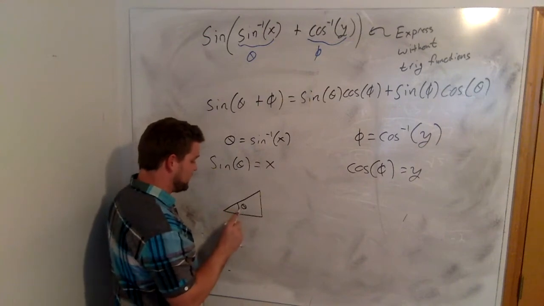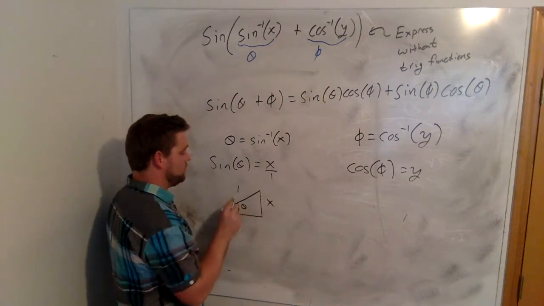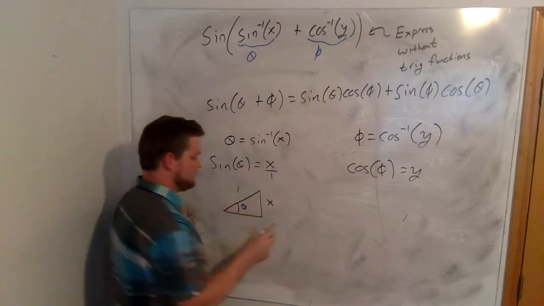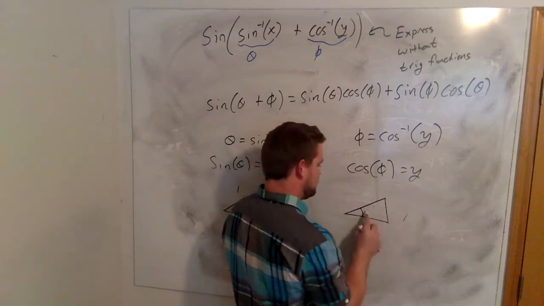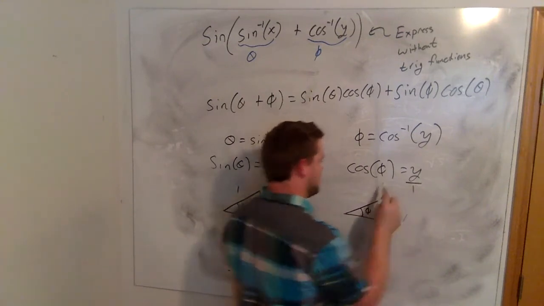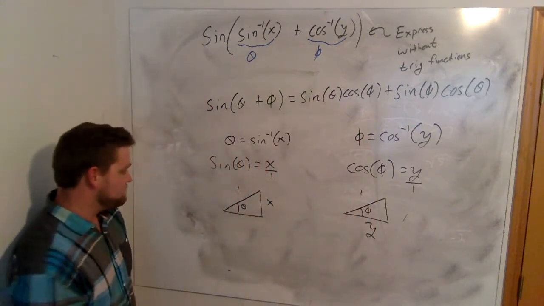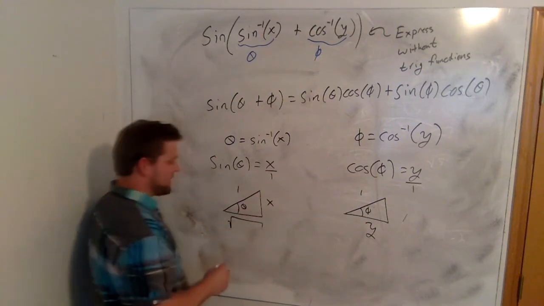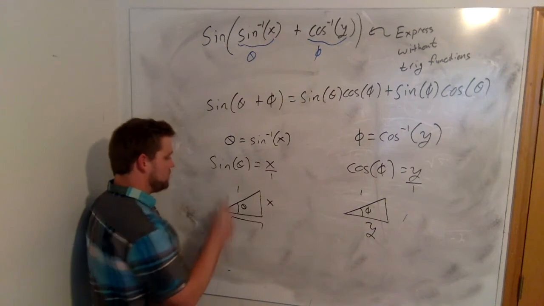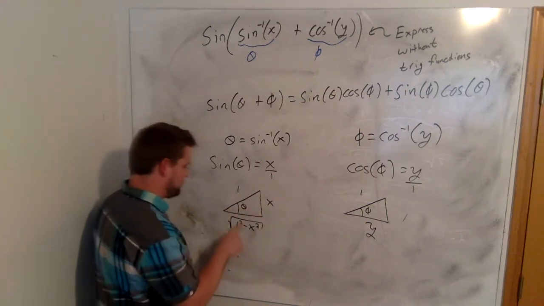So let's think about this as theta. This is the same thing as x over 1, so this will be an x and this will be a 1. Sine is opposite over hypotenuse. Over here, this will be phi. Think of this as y over 1. Cosine is adjacent over hypotenuse. Okay, so let's figure out the missing side. Using the Pythagorean theorem, we're going to get the square root of 1 squared minus x squared, or just the square root of 1 minus x squared.